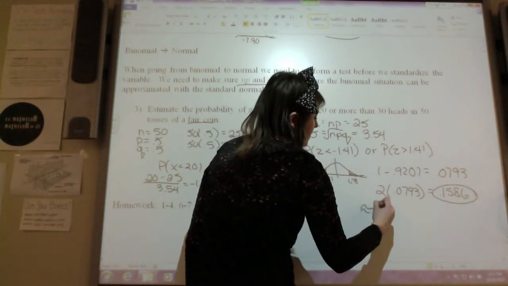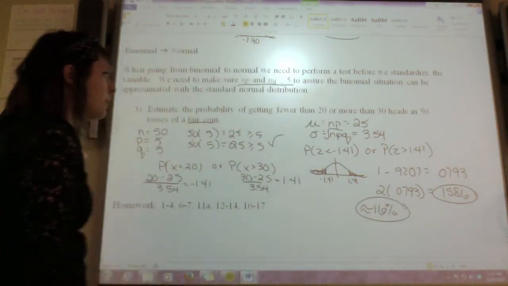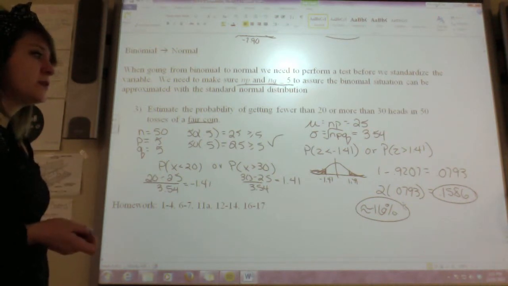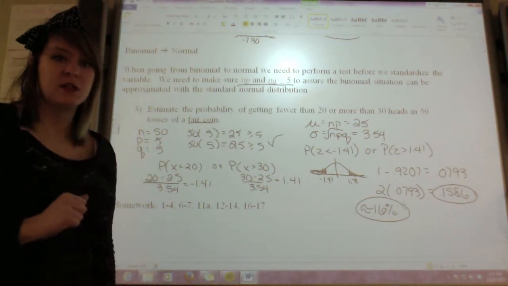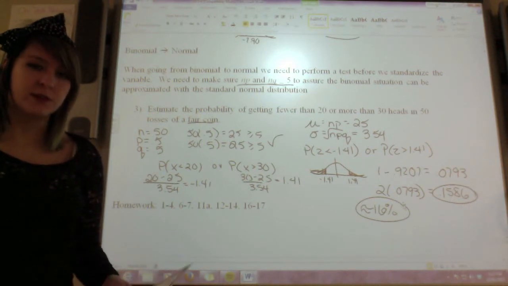So it's approximately 16% that there will be fewer than 20 or more than 30 heads. So there's about a 16% chance that that will actually occur. Okay, that is everything for section 6.